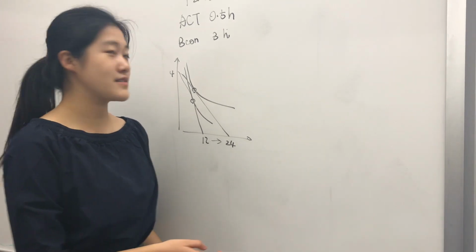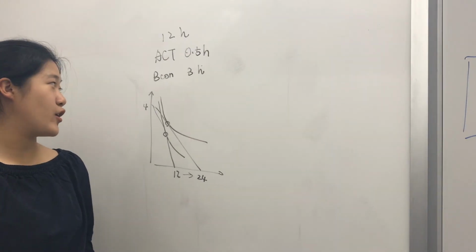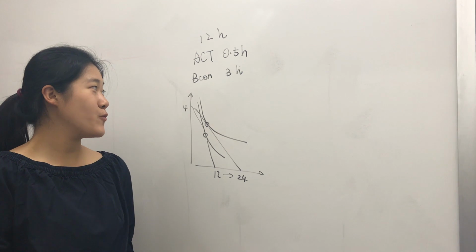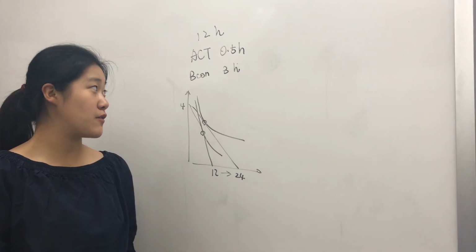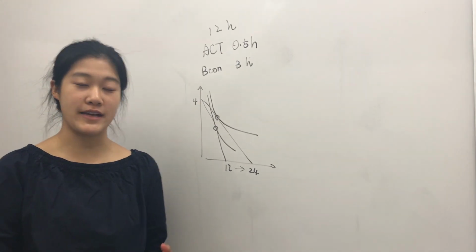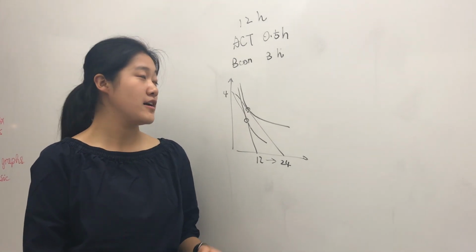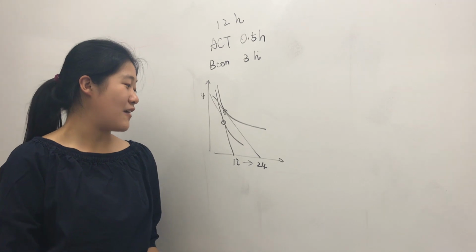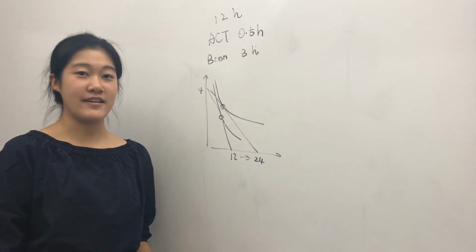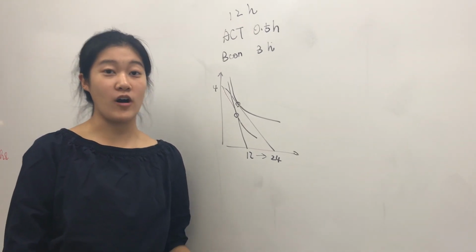I have 12 hours in total for both my accounting homework and my BCon homework. BCon homework will take 3 hours for me to finish, and accounting homework originally would take me 1 hour, but now I only have to take half an hour to do it. So now not only can I do more accounting homework, but also I can do more BCon homework.